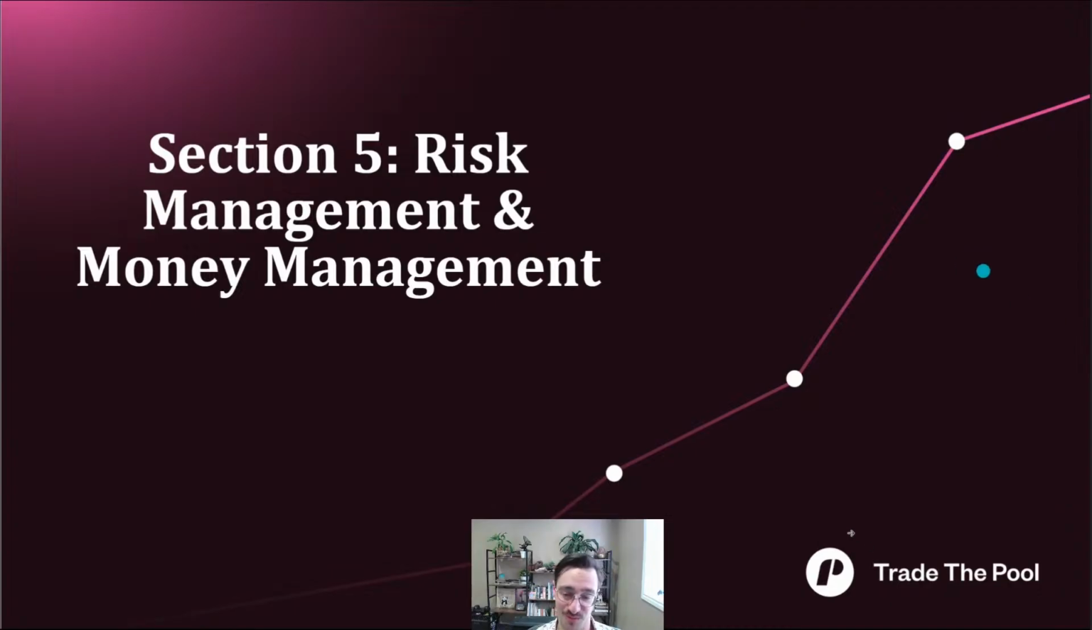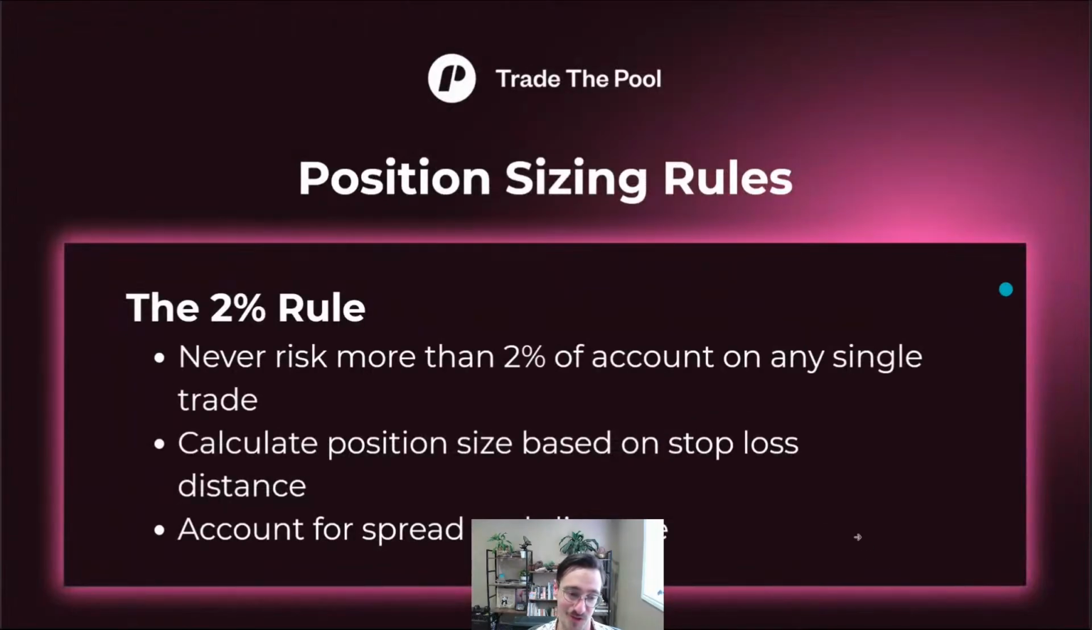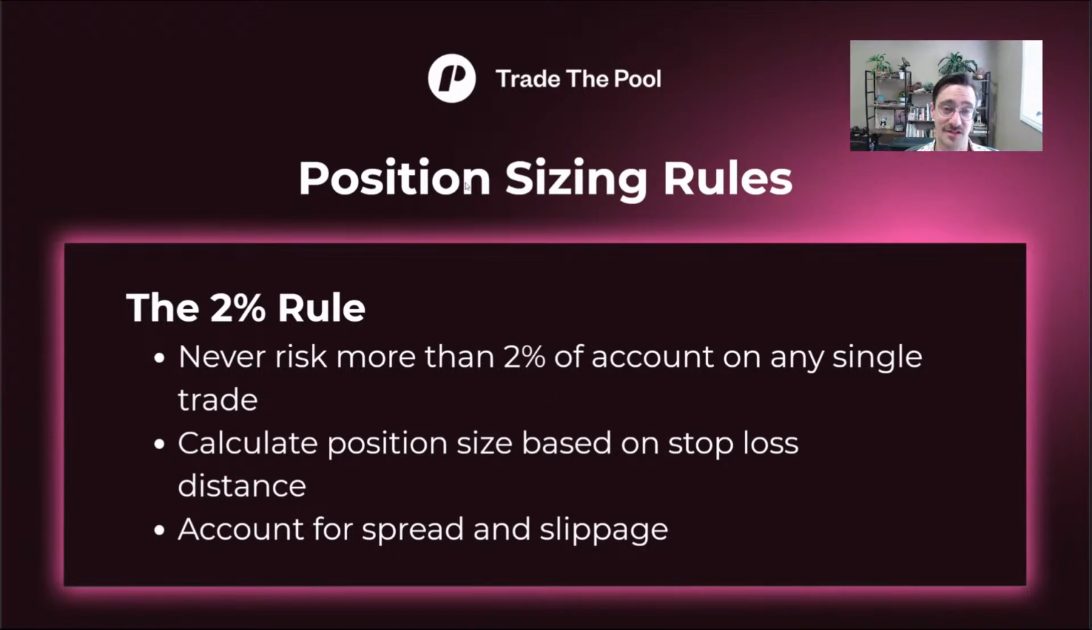I know it's not the funnest, most fun part, but it's important. So it's important to have position sizing rules. You want to have that 2% rule where you're never risking more than 2% of your account on a single trade. If you're a newer trader, this should probably be a 1% rule. We're going to calculate the position size based on the stop loss distance. If you're not familiar with this practice, I have a whole webinar on that as part of the Trading Foundations Mastery Series. So check that one out if that's new to you.